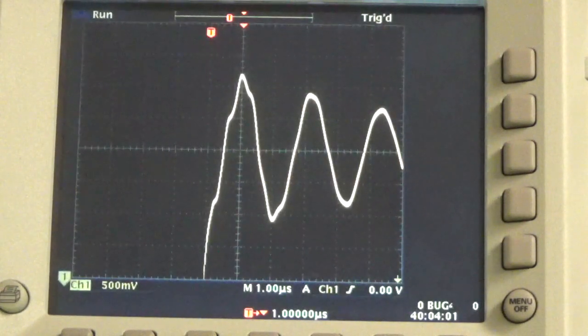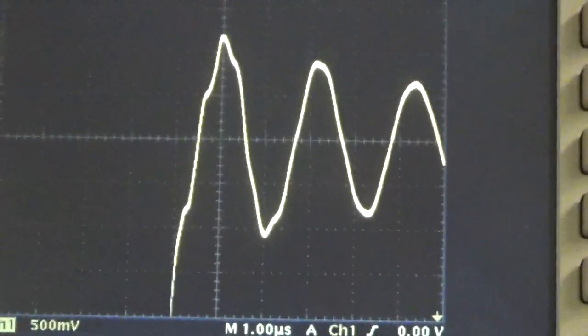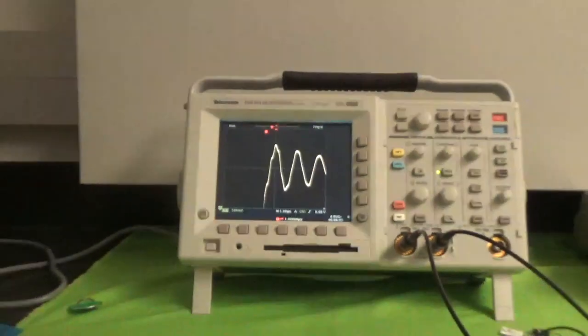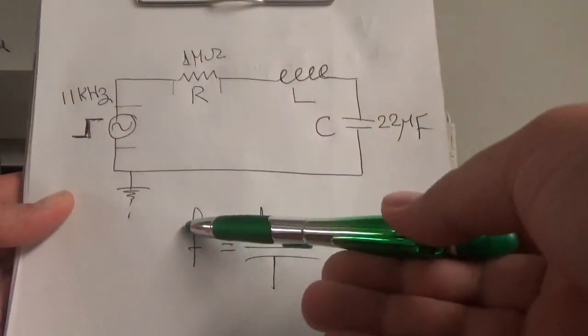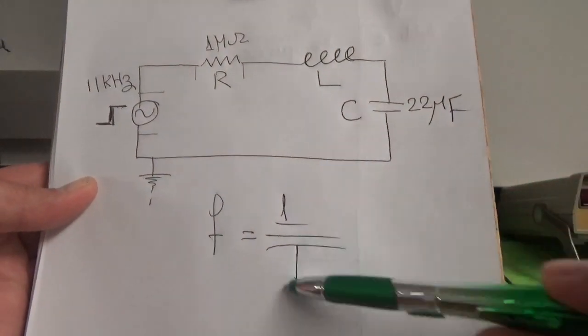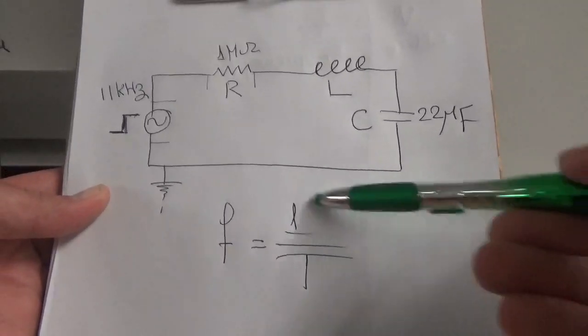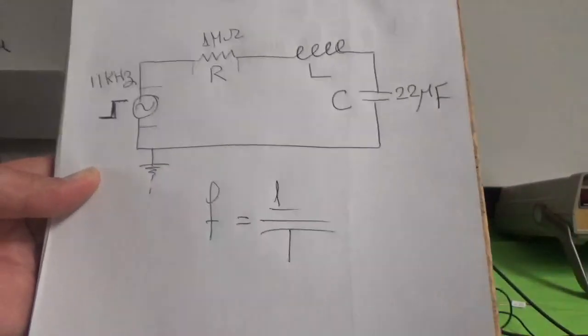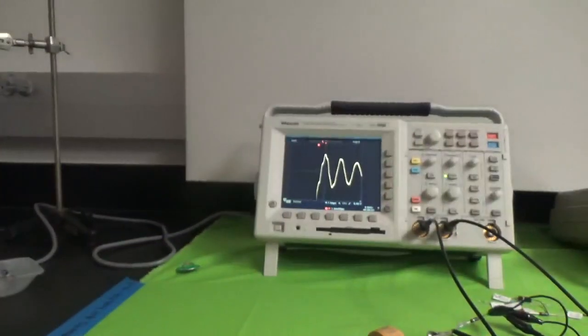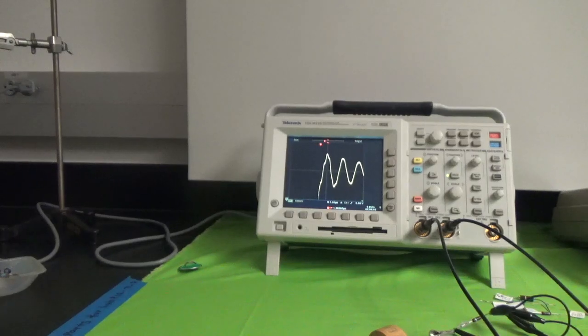I will try to show you that from here. So frequency is equal to 1 divided by periodic time. This is the frequency. I will zoom out to help you see this equation. The frequency is equal to 1 divided by periodic time. So the reciprocal of the periodic time gives you the frequency for this oscillation.